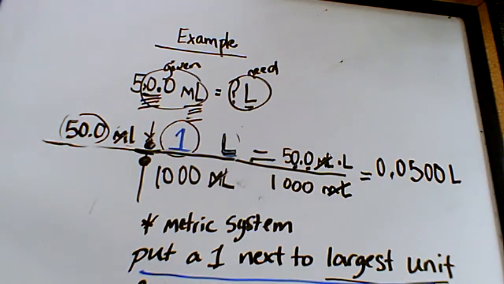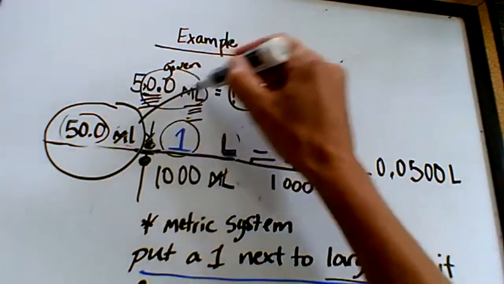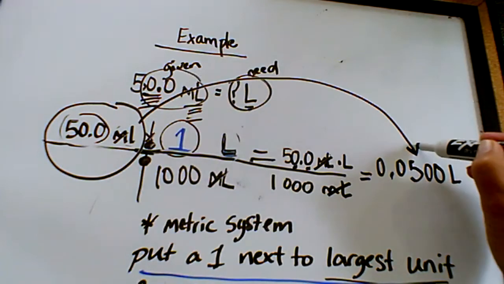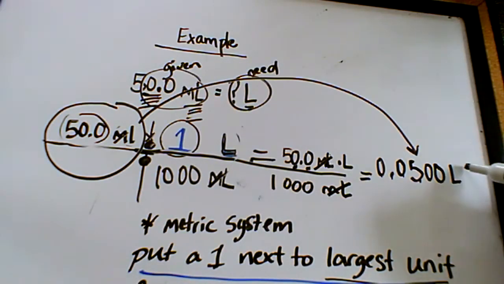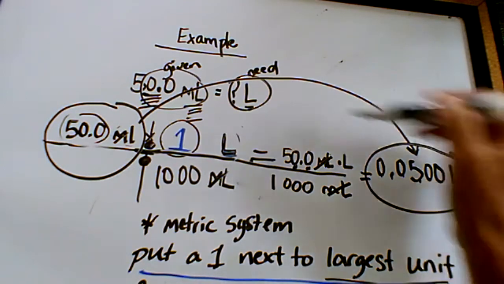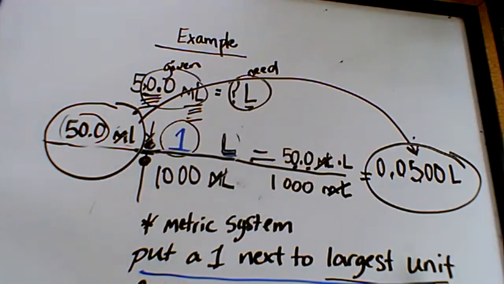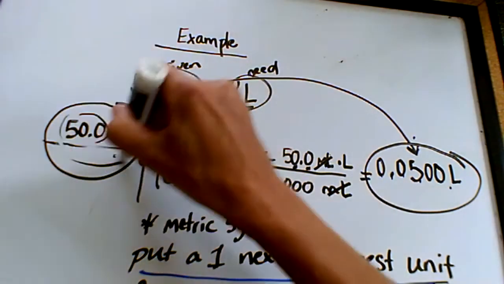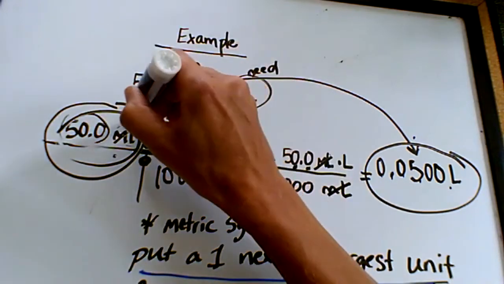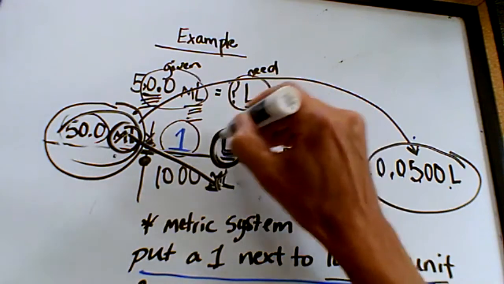So 50 milliliters is equivalent to 0.0500 liters. This is the same amount of space. I have converted milliliters to liters. I started with the number and the unit given here. I put the unit that I had here. I put the unit that I needed here.